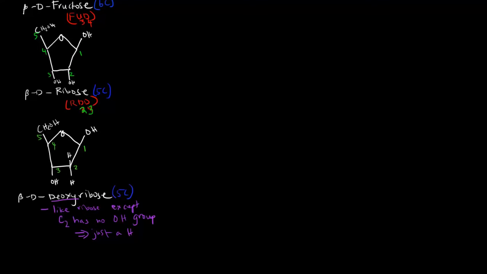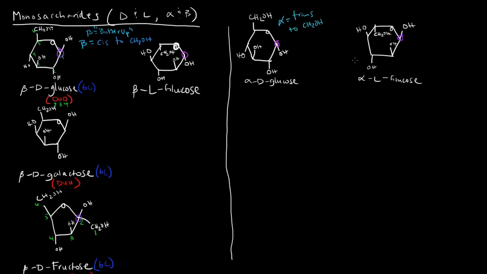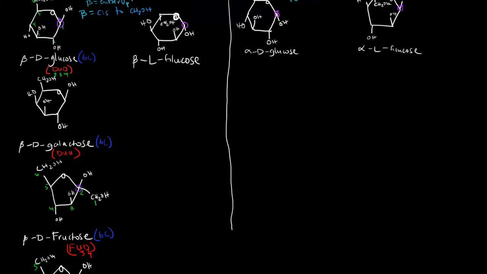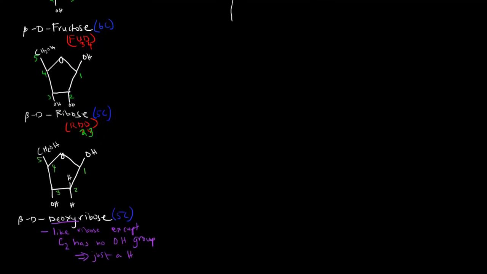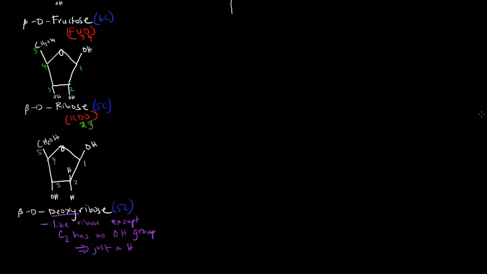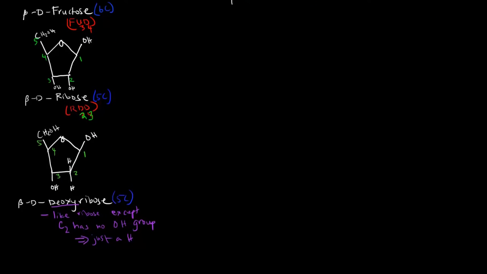If you want to draw any of the other forms, you would simply manipulate them, knowing all these different things here. If you wanted to turn it from a D to an L sugar, you take everything that was up and put it down, and everything that was down, put it up. And keep in mind that the beta has to be cis to the CH2OH, and the alpha has to be trans to the CH2OH. Like I said, I'll post a PDF along with this video so that you can see how the remainder of these drawings look. I hope that was helpful, and good luck studying this stuff.